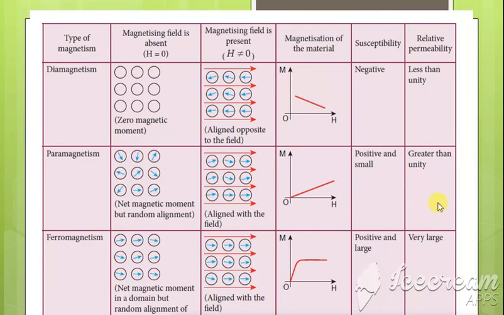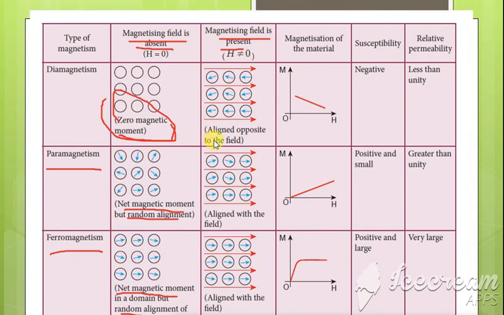Yes, so this is given on the basis of the magnetizing field being absent. When the magnetic field is absent, the diamagnet has zero magnetic moment, and the paramagnet has a net magnetic moment, but it is randomly aligned, so it can move in any direction. In the ferromagnet, it has a net magnetic moment, and it also has a regular arrangement. Okay. Next, when the magnetizing field is present, the diamagnet moves opposite to the field. The paramagnet moves along the field. Here also it moves along the field.